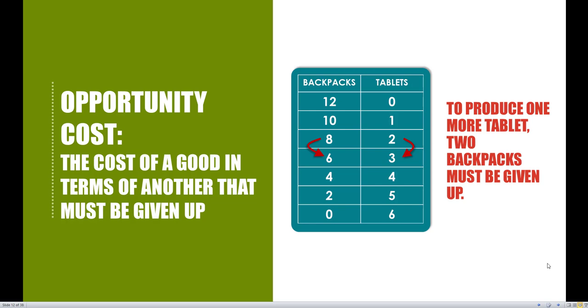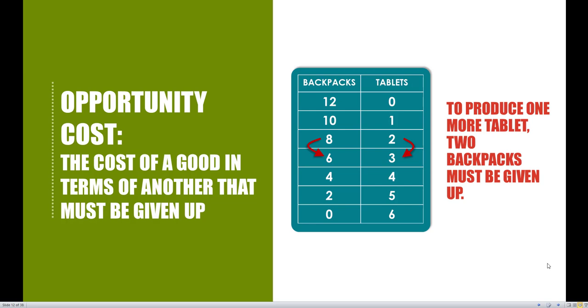So there are a few things that we want to note about the opportunity cost. First, the opportunity cost is always going to be in terms of the other good. This is one of the reasons why we work with only 2 goods. If we want to produce more backpacks, we have to give up on the production of tablets. If we want to produce more tablets, we have to give up on the production of backpacks. So it's always going to be set in terms of the other good, something that you should keep in the back of your mind as we do some of these calculations.